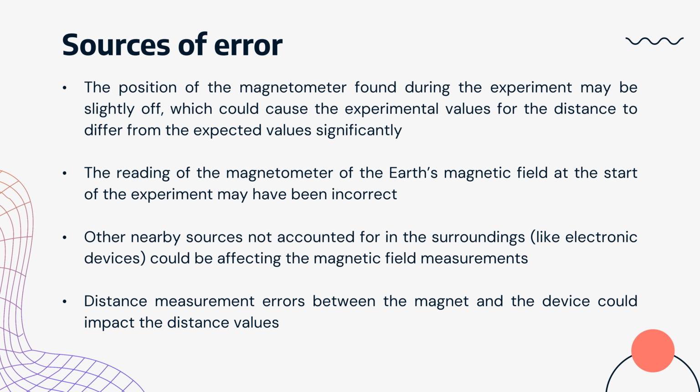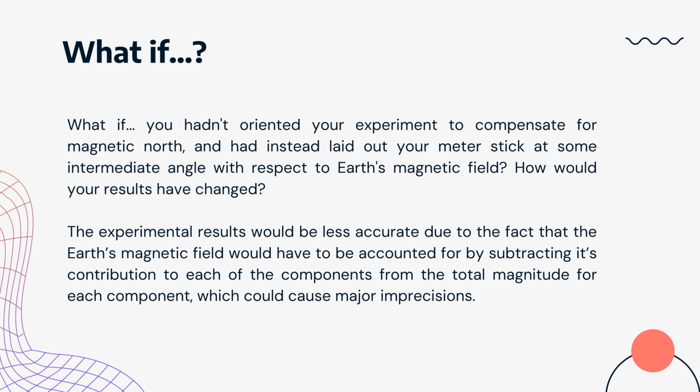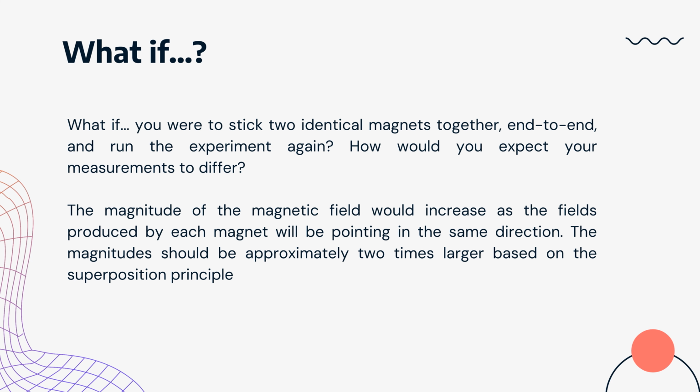If we hadn't aligned the phone to account for the Earth's magnetic field, the experimental results would be less accurate, due to the fact that the Earth's magnetic field would have to be accounted for by subtracting its contribution from each of the components of the total magnitude. And if two identical magnets were placed together end to end, the magnitude of the magnetic field would increase, as the fields produced by each magnet would be pointing in the same direction.